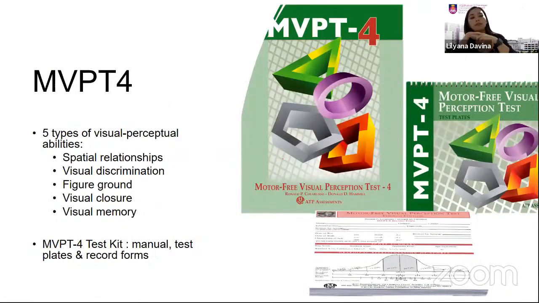Our MVPT-4 assessment assesses 5 types of visual perceptual abilities that are spatial relationship, visual discrimination, figure-ground, visual closure, and also visual memory. Okay, what do we have in the MVPT-4 test kit? Okay, we will have 1 manual booklet, 1 test plate, and 25 report forms. Okay, that's all about MVPT in overview.